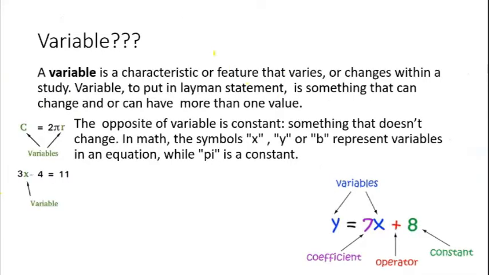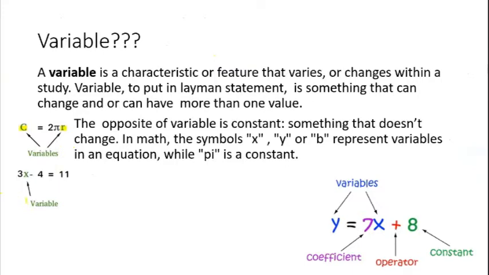A variable. We have discussed this last week, so let us expand on this concept. A variable is a characteristic or feature that varies or changes within a study. A variable, to put it in layman's terms, is something that can change or can have more than one value. So you have here our variables C and R for the formula of the circumference of a circle. C stands for the circumference and R for the radius.